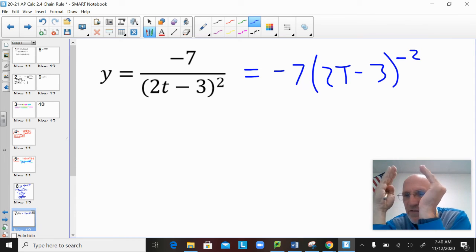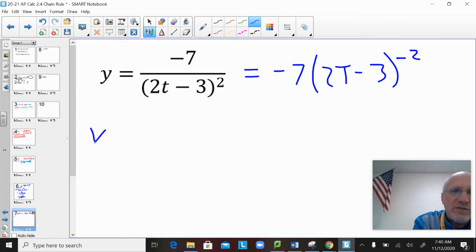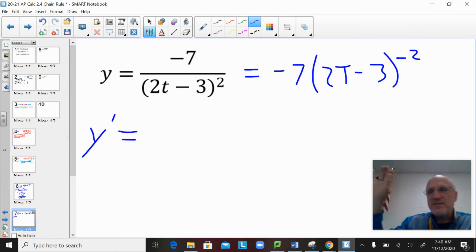Now I've got an inside function, 2t minus 3. I've got an outside function, something to the negative second power. The constant out front's not going to bother me any. I'm just going to multiply it through by the derivative. So now let's take the derivative of this. The derivative of something to the negative second power, well, that's just negative 2 times that something to the negative third power. Remember, lowering the exponent by 1. Negative 2 times negative 7 is 14.